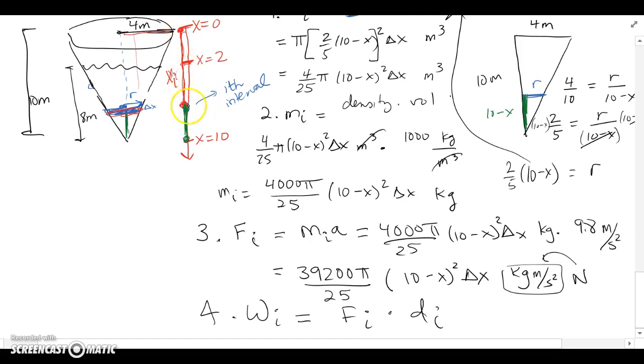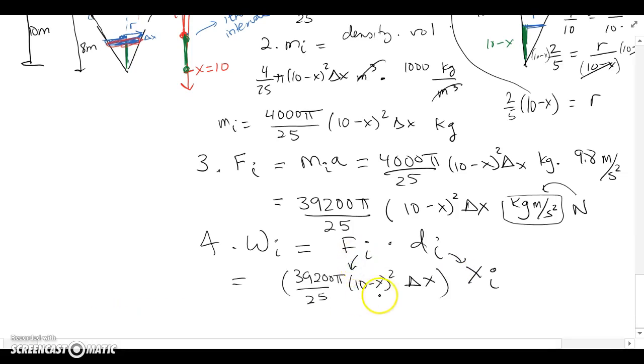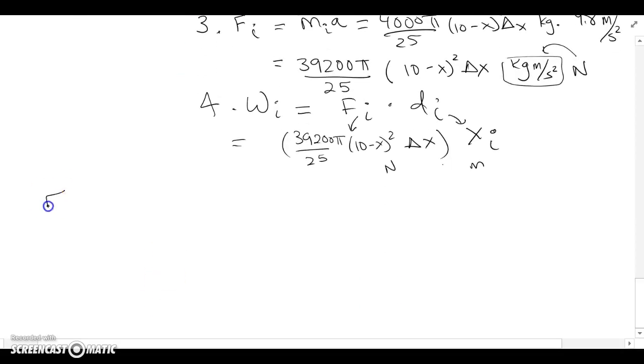So we already know the distance moved is xi, and the force we have from the previous step. So we've got xi for the distance, and we substitute in our force on that one piece from the previous step. This we know was in newtons and our distance is in meters, so ultimately we'll have the work on that one piece in newton meters, or joules. This will give us the integral, so we're going to set up the integral next.